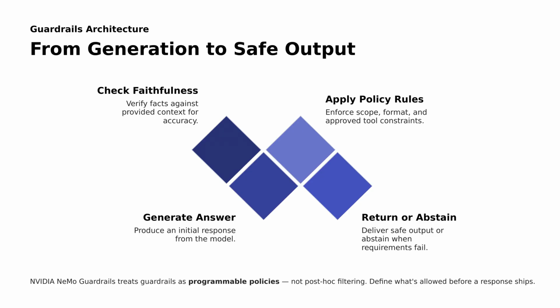This slide shows the guardrails architecture from generation to safe output. First, the model generates an initial answer. Then we check faithfulness, making sure the response matches the provided context and stays accurate. Next, we apply policy rules to enforce scope, format, and approved tool use. Finally, the system either returns the answer or abstains. In NVIDIA NeMo Guardrails, these controls are programmable policies built in before a response is delivered.